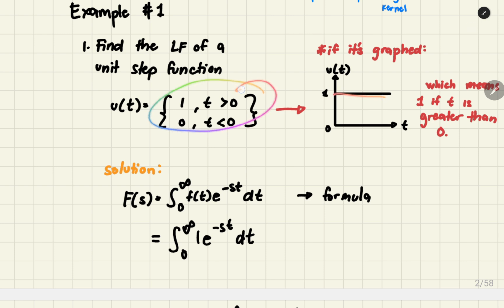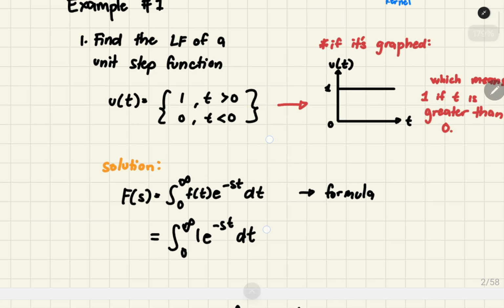Now for these two values, 0, we can just cross out this one because it will just equate to 0, right? If we input 0 to our function, it will just be 0. So let's omit that. Now we will just focus on this one. If t is greater than 0, then u of t is equal to 1.